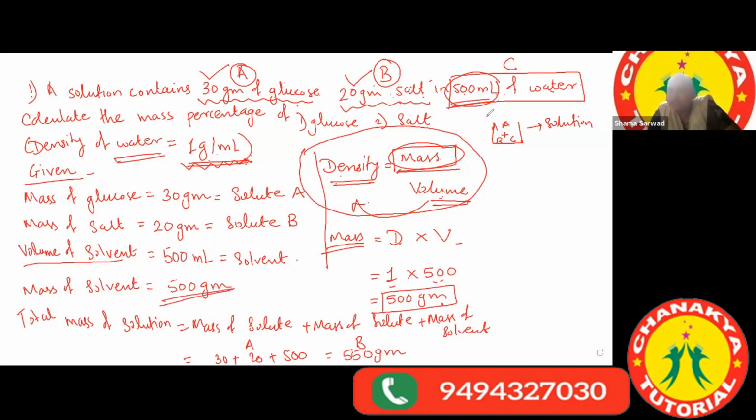So what is the total mass of this solution? Total mass of this solution is equal to mass of solute A plus mass of solute B, means glucose plus salt, plus mass of solvent, that is nothing but water. So 30 for the glucose, 20 for the salt and 500 gram for the water. And when you add it, you get total mass of the solution, that is 550 gram. Clear? Understood? This is the total mass.